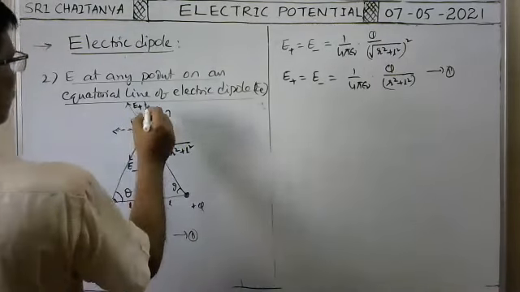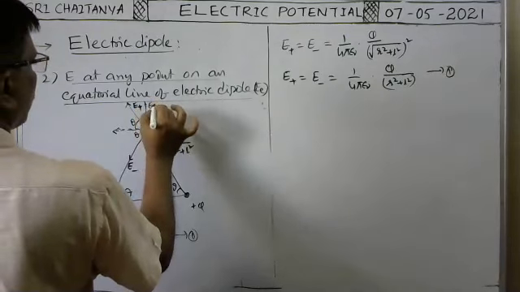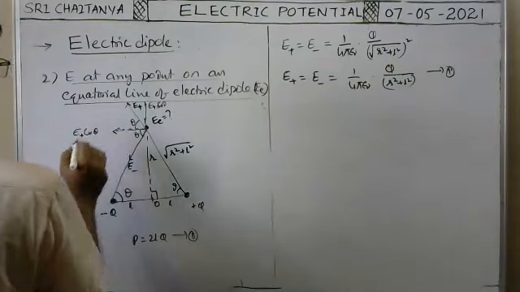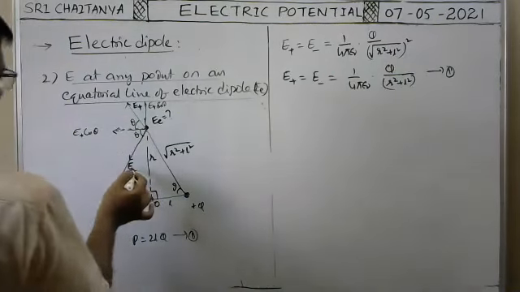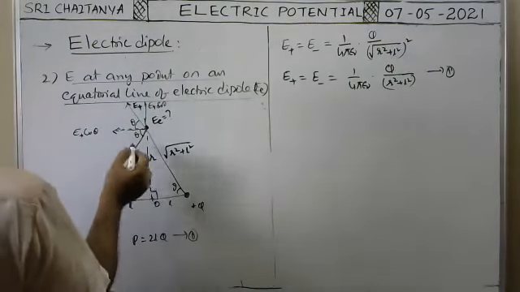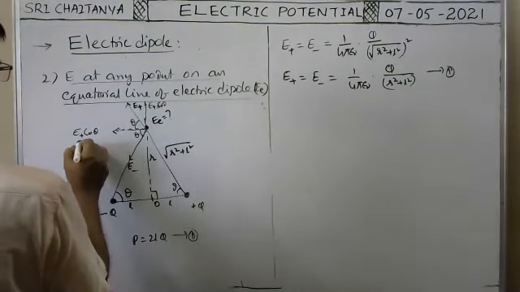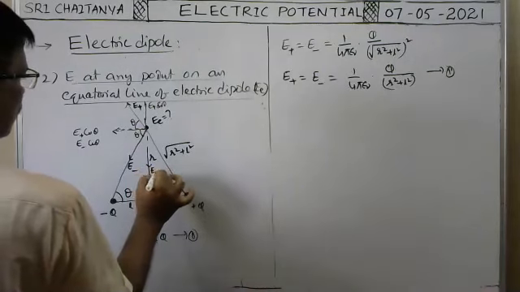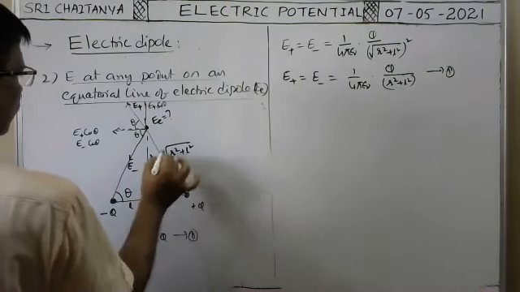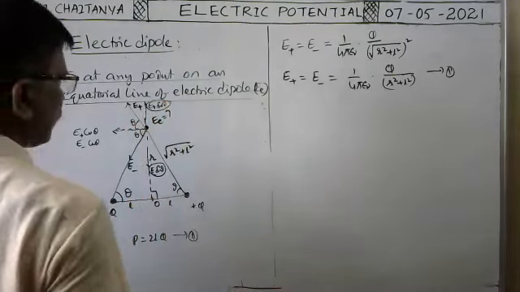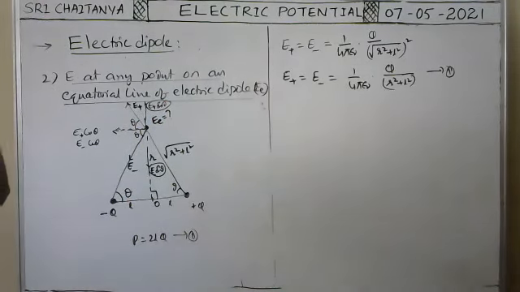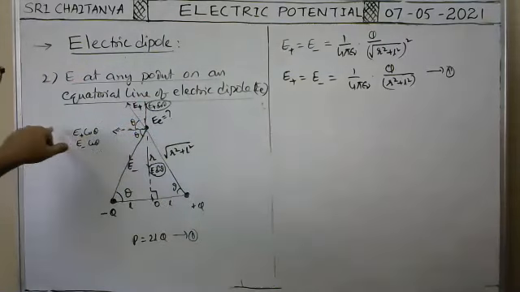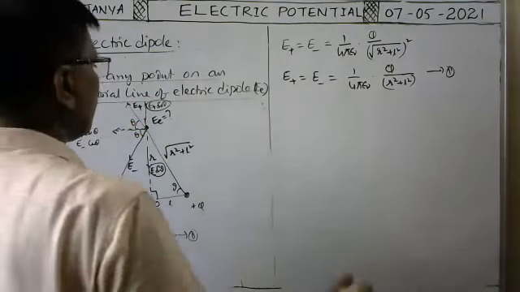Now, the components in this direction: E plus sin theta is there, and in this direction, E plus cos theta is there. You resolve E minus also into components. One component in this direction is E minus cos theta, and in this direction, E minus sin theta. The E minus sin theta and E plus sin theta are cancelled, because E plus and E minus are equal. Only these two components lie along this direction. That is the net intensity of the electric field.